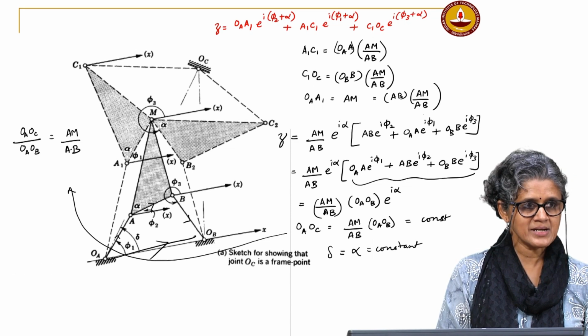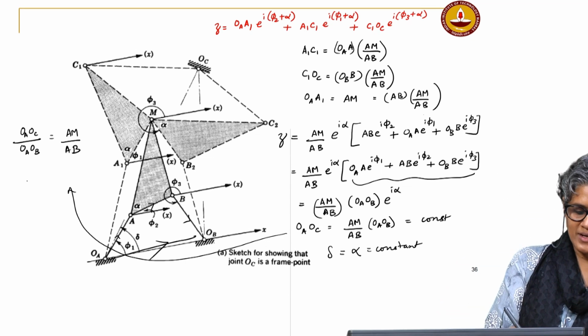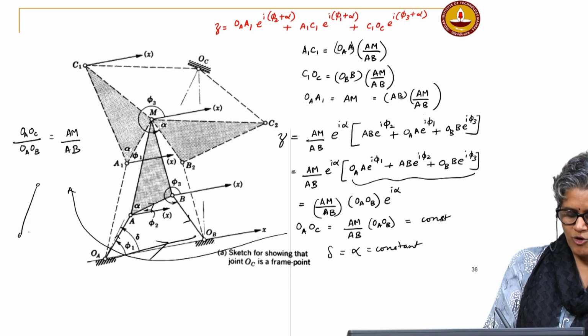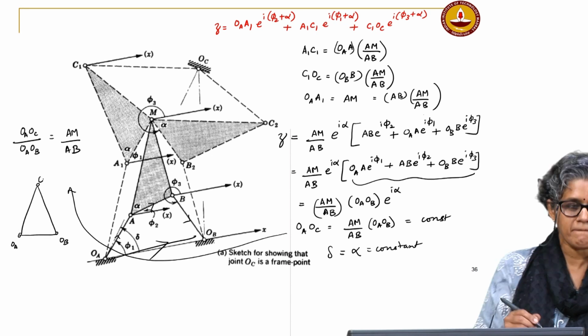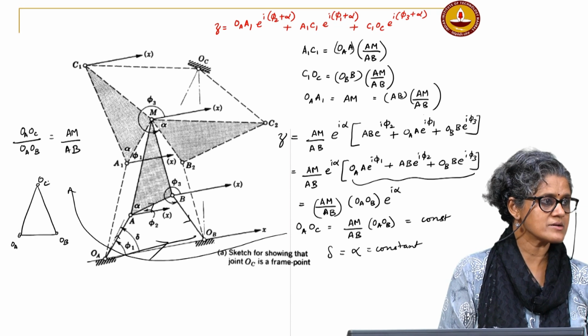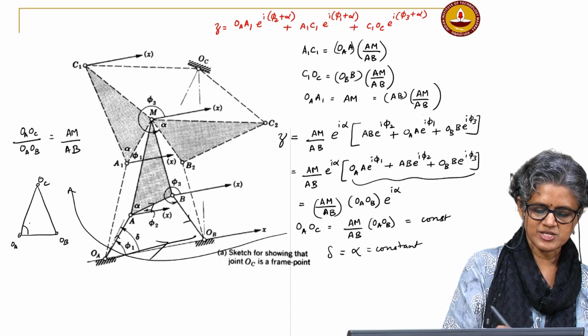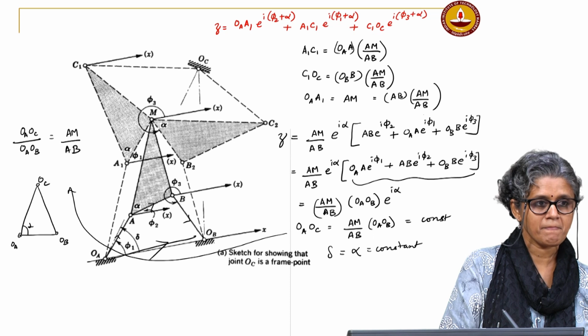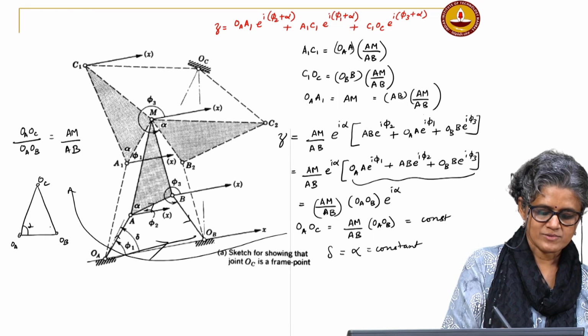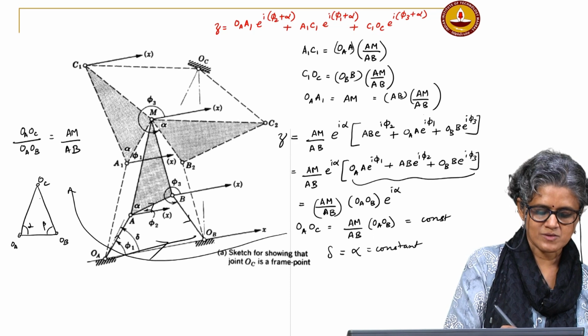That tells me that the triangle formed by the 3 fixed pivots is similar to the coupler triangle. I have already shown this angle is alpha. Okay. So, this will be beta, this will be gamma.